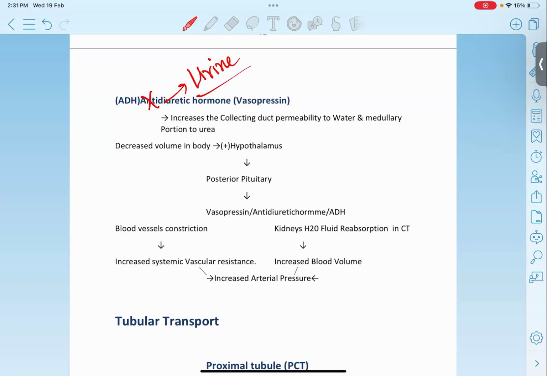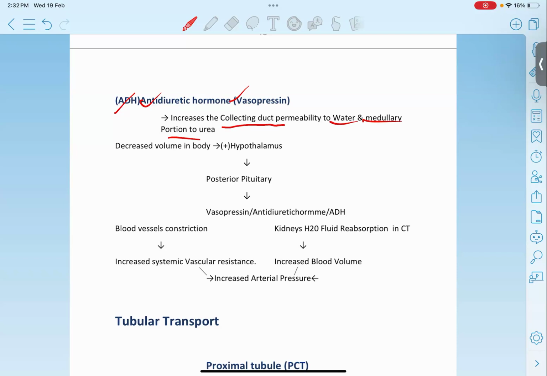The word diuresis means production of urine and removal of extra water or any material, any particle, through the urine. It is called diuresis. So ADH stands for anti-diuretic, which means we cannot produce urine. It has another name, which is vasopressin. ADH, antidiuretic, vasopressin. Its function is to increase the collecting duct permeability to water and medullary portion of urea.